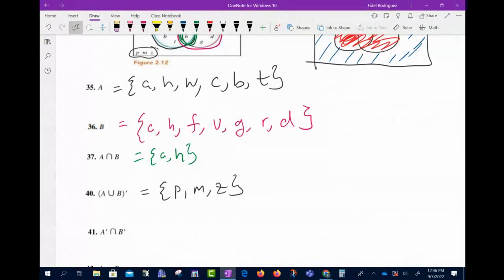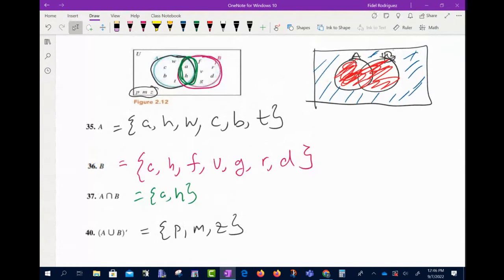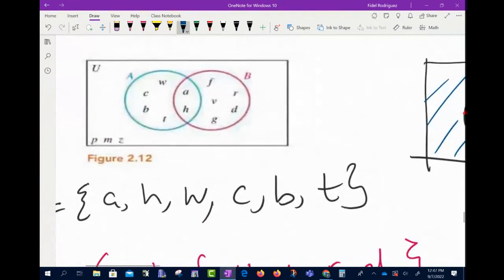Okay, so now look at 41. 41 says A complement intersection B complement. So I'm going to clean up some of this mess right here. And I want us to think about what A complement would look like. A complement would say, let's pick all the letters that are outside of that circle. So I'm looking at every letter outside of that circle. Right now I'm looking at the letters F, V, R, D, G, P, M, and Z. Everything outside the A circle.